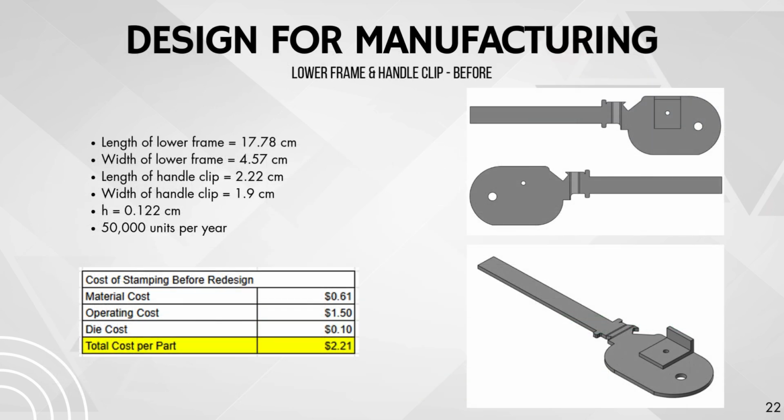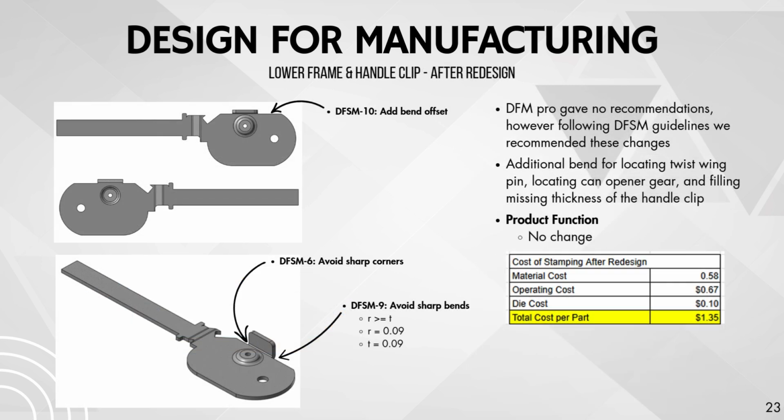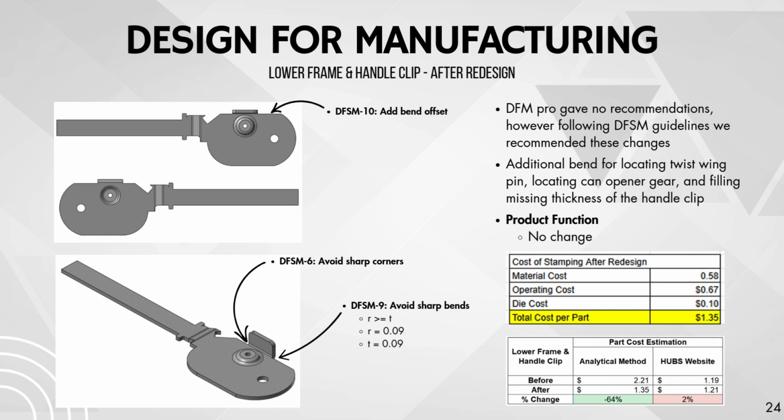In the original can opener design, where the lower frame and handle clip are separate parts, assuming 50,000 units are sold, the total manufacturing cost for both parts was calculated to be $2.21. After combining the lower frame and handle clip, as well as adding a bend for locating the twist wing pin, locating the can opener gear, as well as filling the missing thickness of the handle clip, the manufacturing cost decreased to $1.35 per part. The analytical method provides a more conservative cost estimate when comparing to the Hub's website estimate.